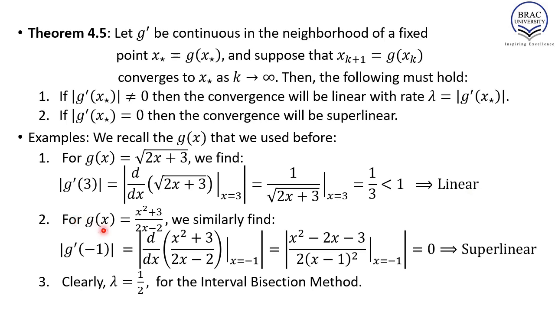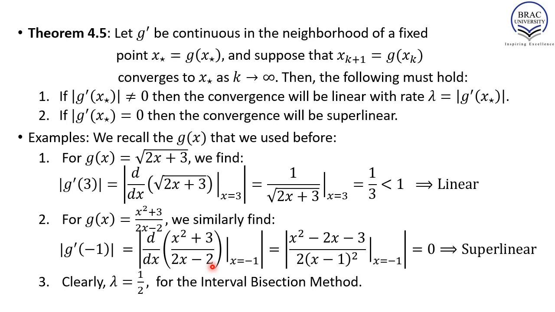And second choice, if we choose g of x equal to x squared plus 3 divided by 2x minus 2, then let's compute g prime at minus 1. It is straightforward algebra to do the derivative here. Now put x equal to minus 1, and this is equal to 0. So this is the superlinear case. That's why this one converged to minus 1 very fast, I think in only the third iteration.